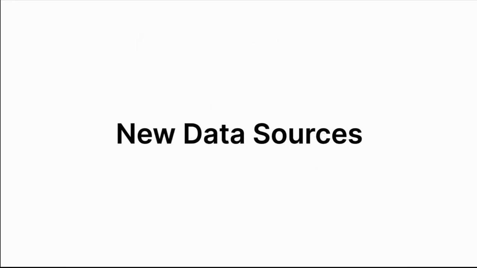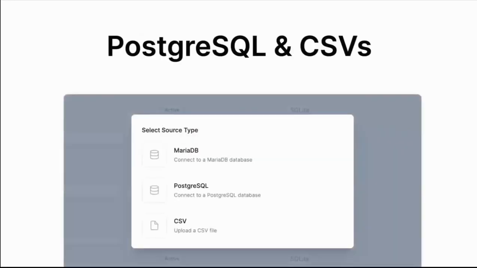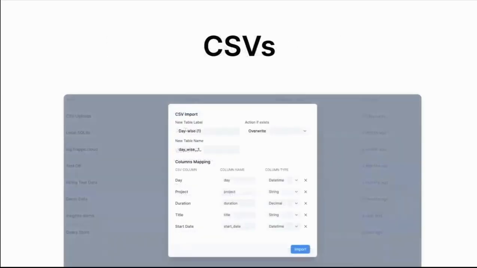Let's start with what's new in data sources. So now you can connect to my PostgreSQL database also, and you can also upload CSVs. You can just upload a CSV and map the columns, the types, and the data will be imported as a data source in your Insights instance. And then you can go on making reports, queries, dashboards, etc.